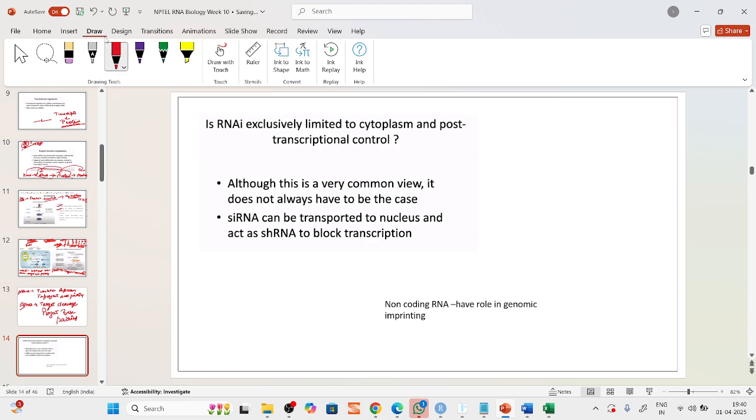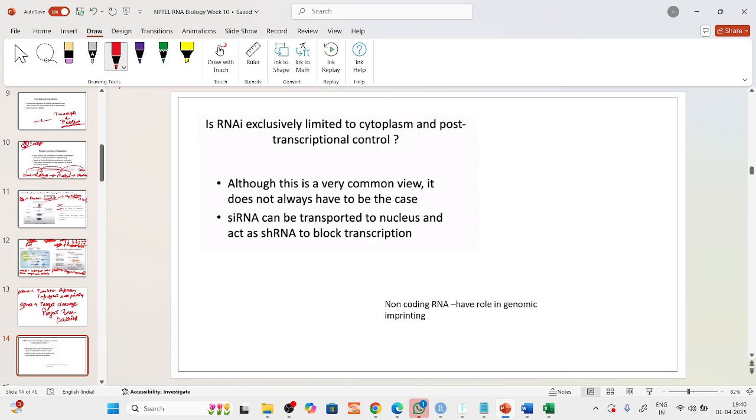Now, is RNA interference exclusively limited to cytoplasm and post-transcriptional control? Although this is a very common view, it does not always have to be the case. siRNA can be transported back to the nucleus and act as shRNA to block the transcription also.